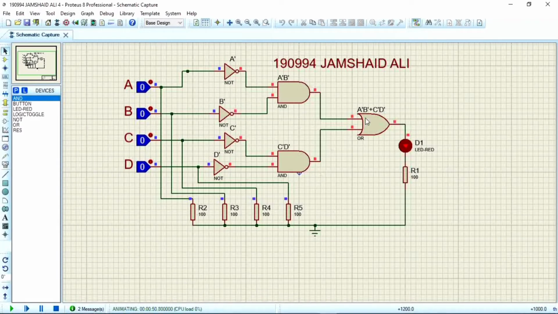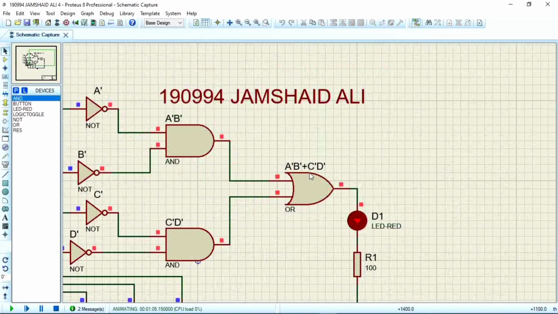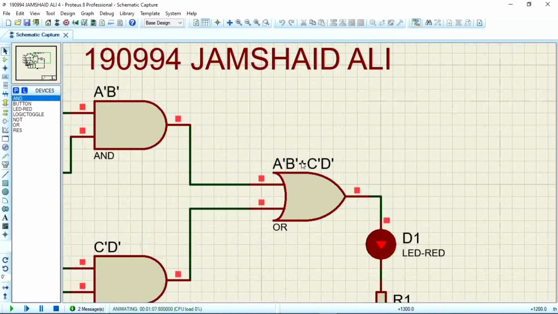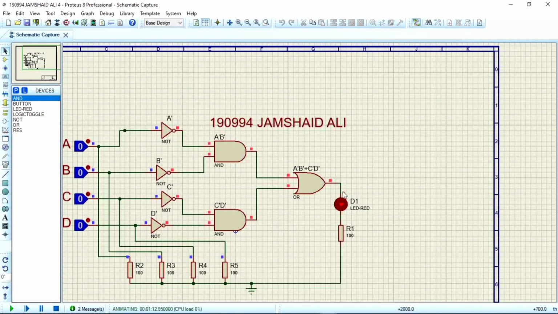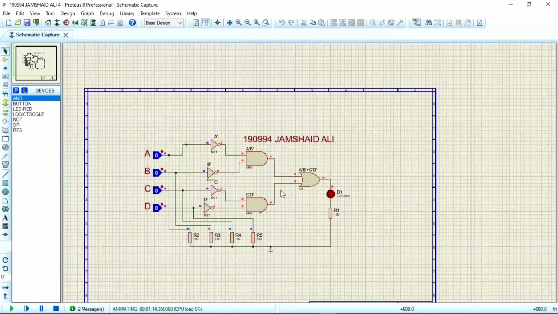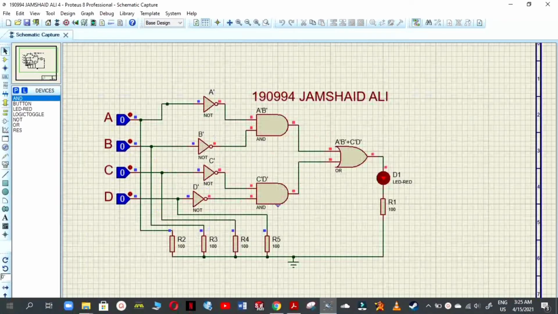We are using two AND gates and one OR gate. The first AND gate has inputs NOT of A and NOT of B, and the second AND gate has inputs NOT of C and NOT of D, and the outputs of both AND gates are connected to the OR gate. This OR gate represents the sum of both outputs, which is equal to A complement B complement plus C complement D complement, and then the output will be displayed on the LED. So we can check it by running our circuit.